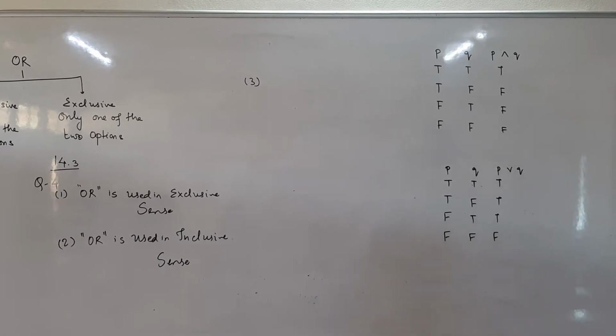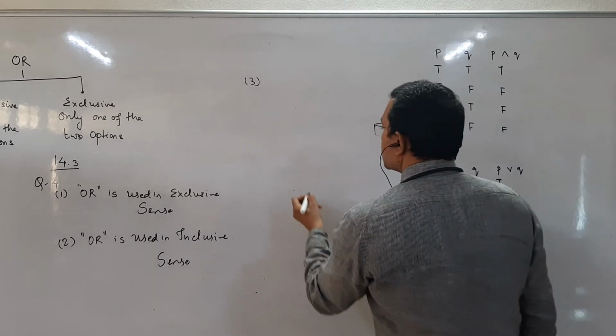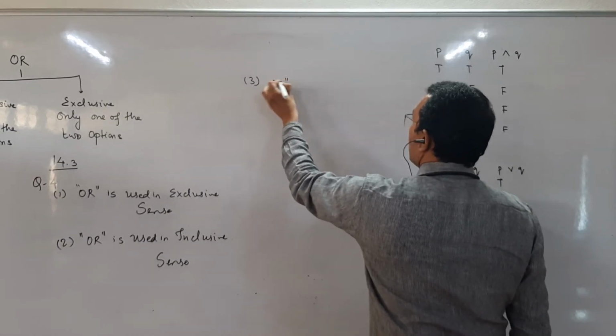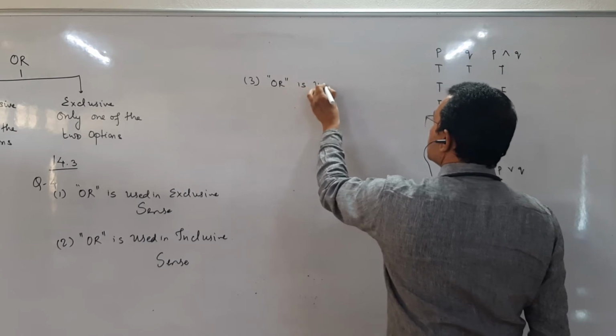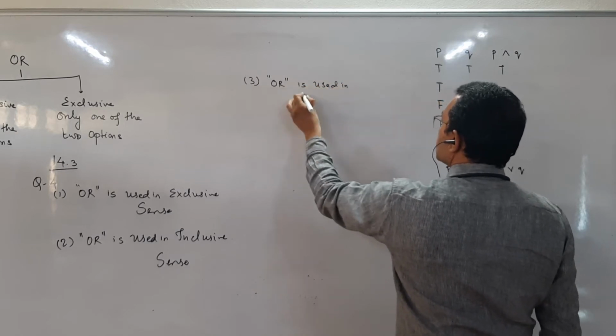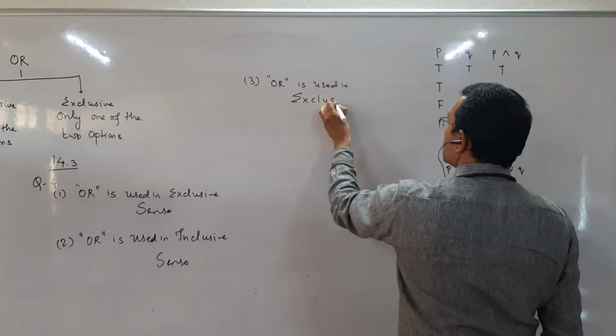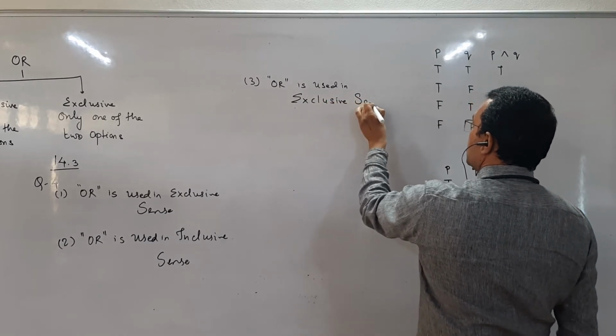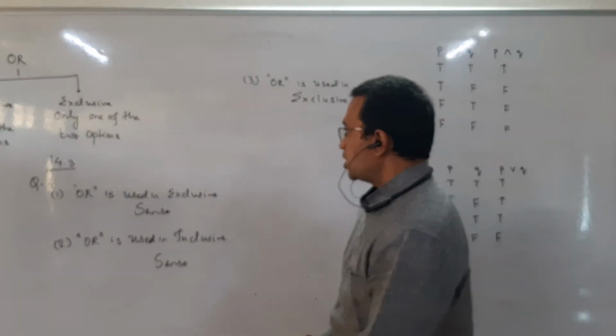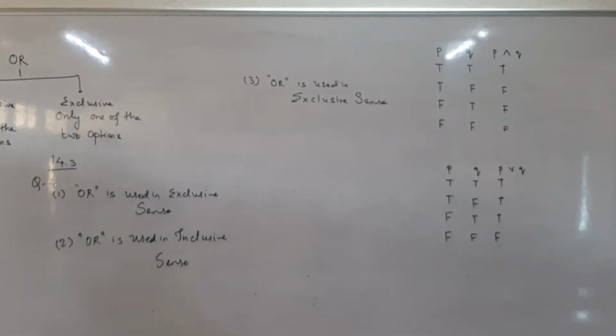And last but not the least, the third statement: all integers are positive or negative. Now at a time, one integer is either positive or negative, only one option. So OR is used in exclusive sense. So out of two options, students, when only one option is possible, exclusive sense. When both the options are possible, students, we can say inclusive sense.